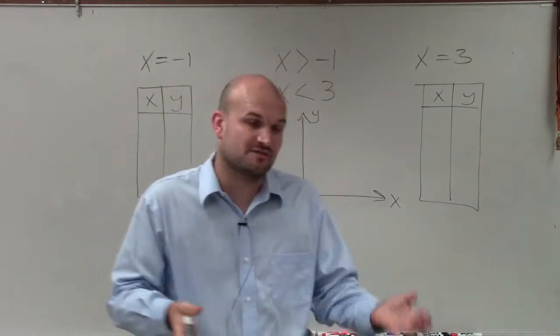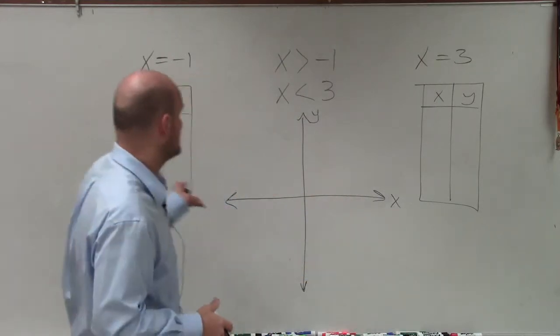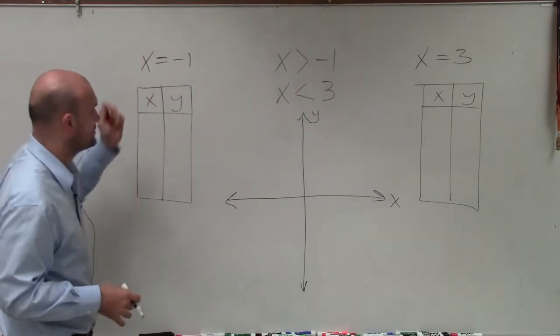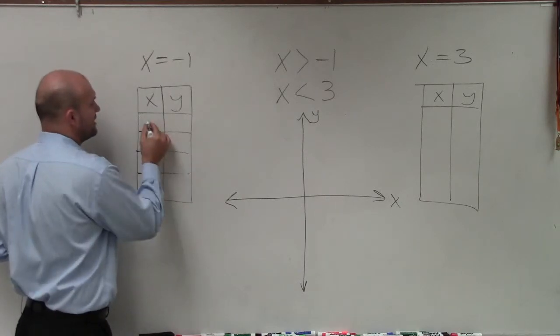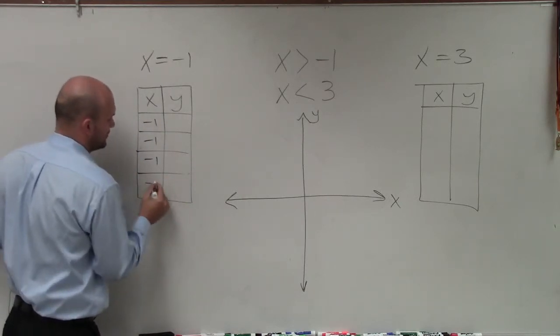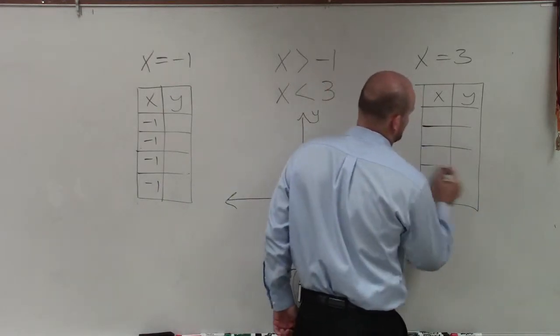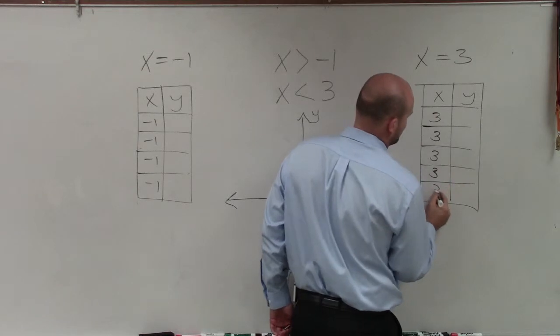Now, when using the table of values, usually when we were first learning to graph, we chose values for x, plugged them in for x, and then determined the values for y. In this case, we see that x is equal to -1. So no matter what value we want to choose for y, x is always going to be equal to -1. And in this case, x is always going to be equal to 3. So I'm just going to write in those values for x.